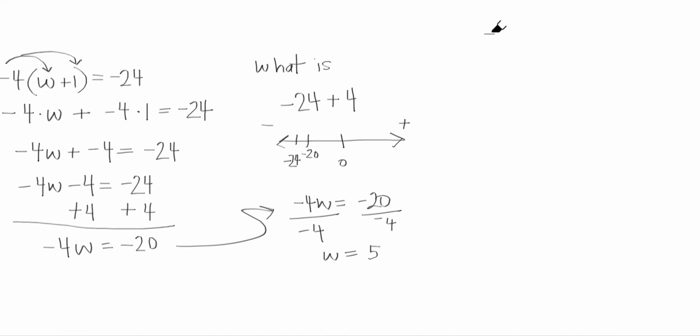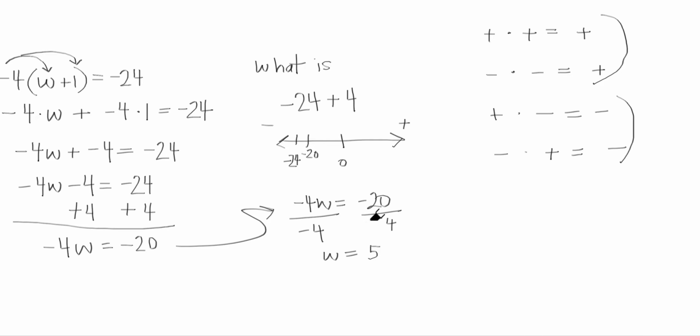Remember, when you have a positive times a positive, your solution is positive. When you have a negative times a negative, your solution is positive. And then when you have a positive times a negative, your solution is negative. Negative times positive, solution is negative. So if the signs are the same, then your solution is positive. If the signs are different, your solution is negative.